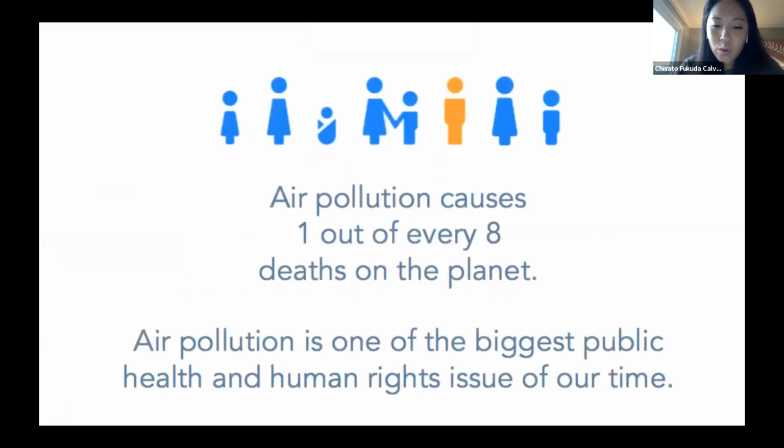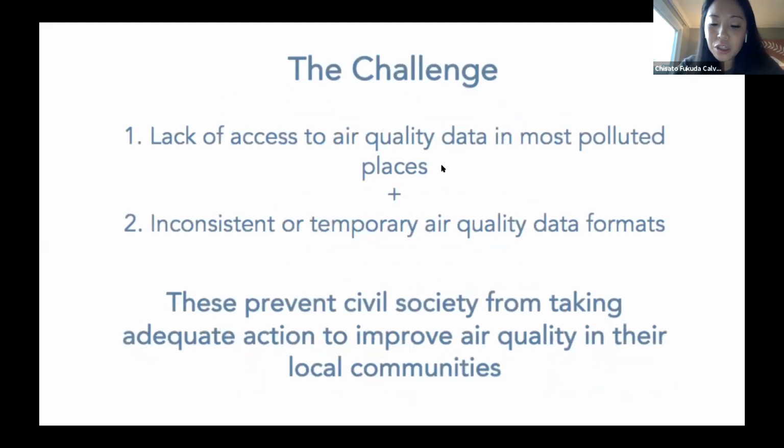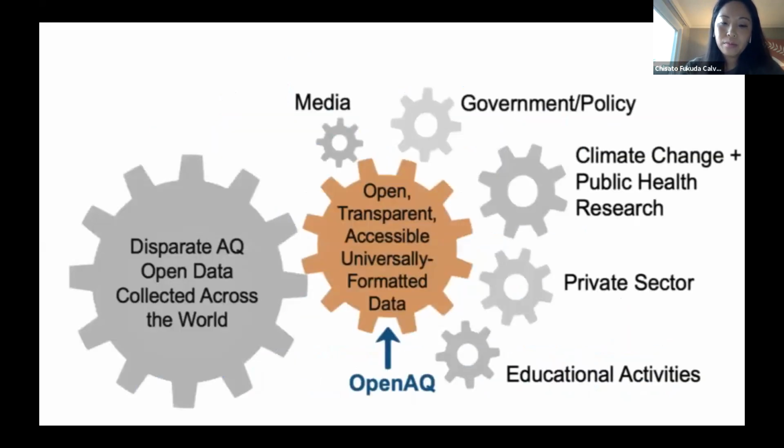As many of you know, air pollution is a large public health issue and human rights issue of our time, causing 1 out of every 8 deaths on the planet. Some of the challenges related to open data around this are the lack of access to air quality data, particularly in the most polluted places, as well as inconsistent and temporary air quality data formats. These challenges really prevent civil society from taking adequate action to improve air quality in their local communities.